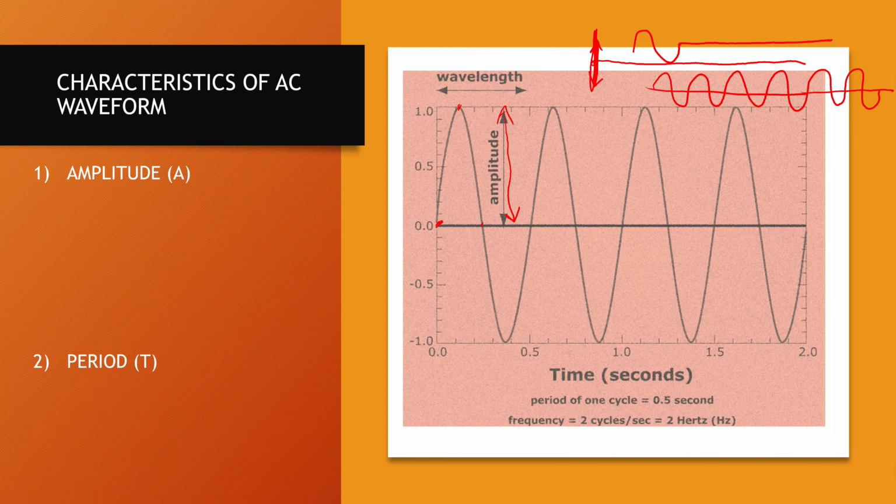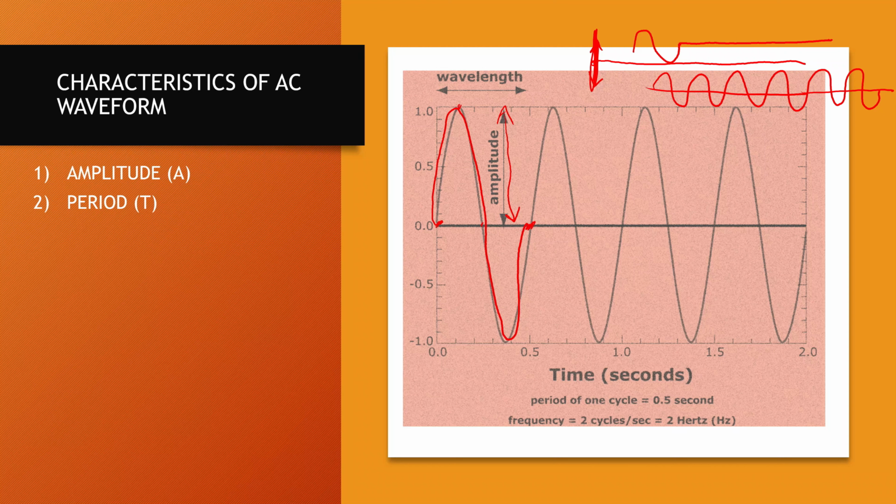Now the second term that we commonly see is period. We want to know how many seconds each cycle of this waveform will take. So what is a cycle? A cycle starts like this, it goes like this, it goes like this, and goes like this. So this is one cycle. Why? Because after this, the AC waveform is going to repeat itself in the same form. So this is one cycle.